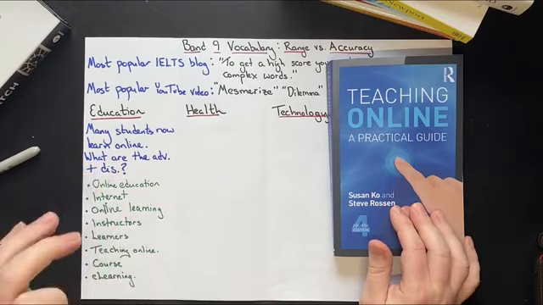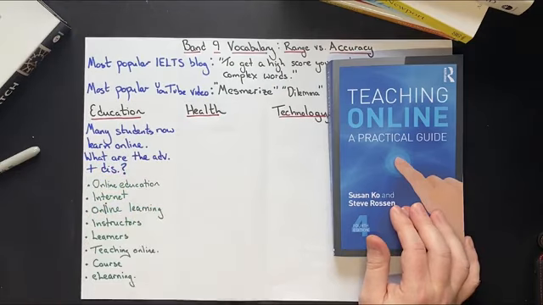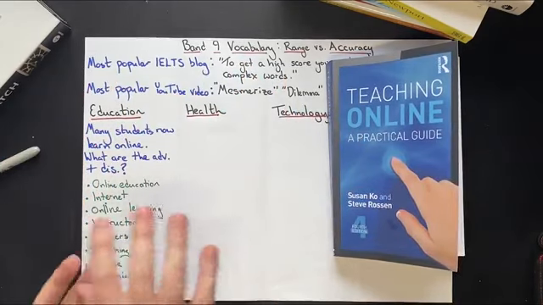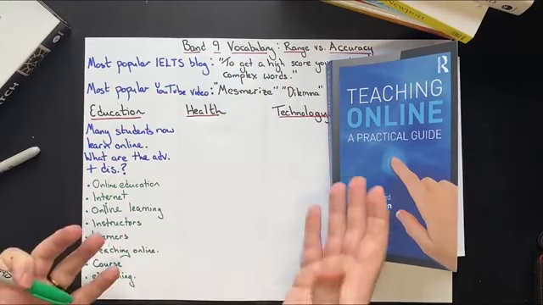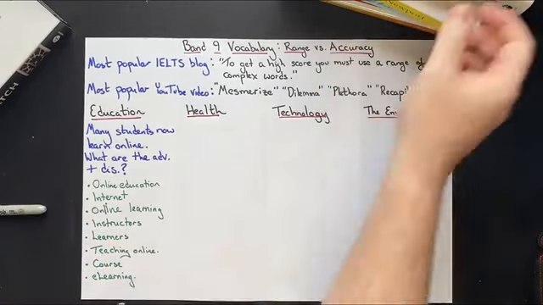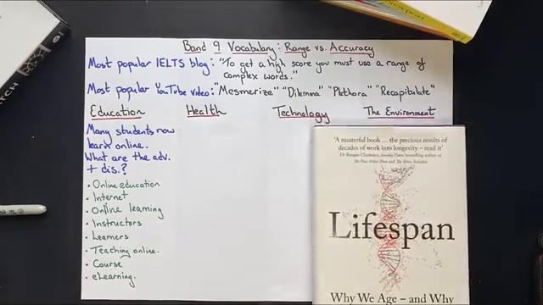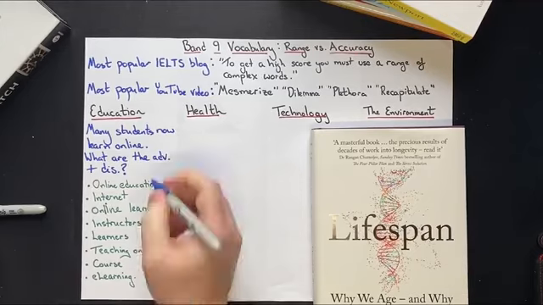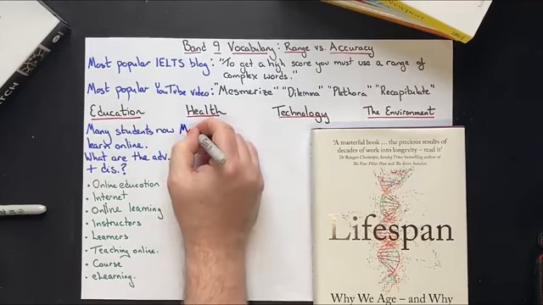So at IELTS Advantage, on our VIP course, we do not give students a list of complex words. What we do is something completely different, and we're going to show you that at the end of this lesson. So let's look at the topic of health, and let's look at another book called Lifespan. It is about why we age and why we don't have to. So let's create a task 2 question.